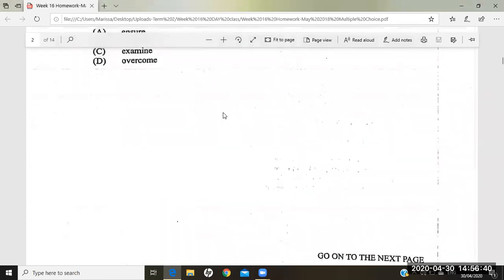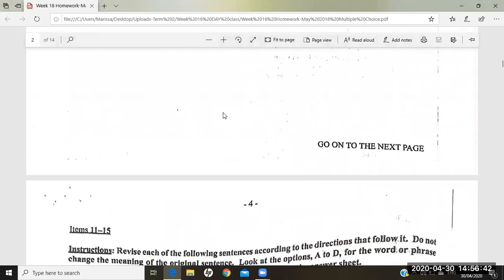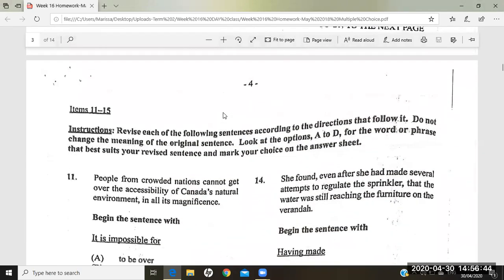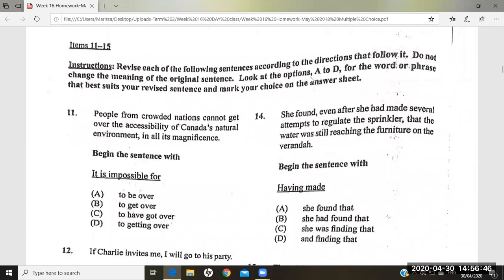So the next section, 11 to 15. It says, revise each of the following sentences according to the directions that follow it. Do not change the meaning of the original sentence. Look at the options A to D. So what is this section called? It's been a while since we saw some questions on this section.